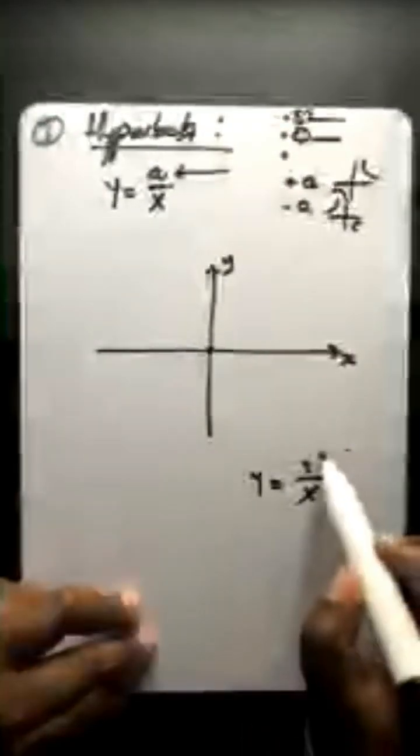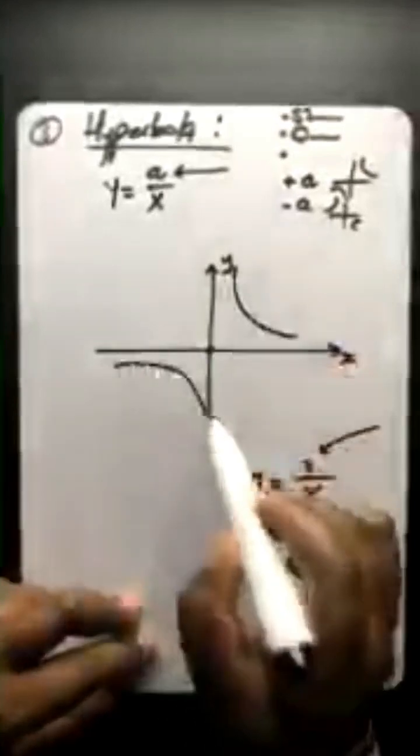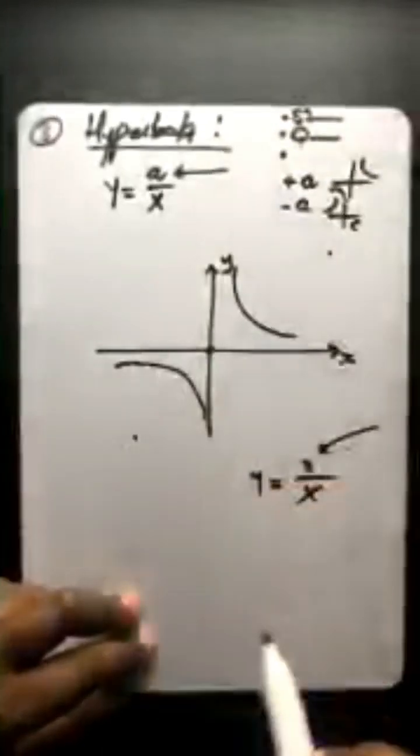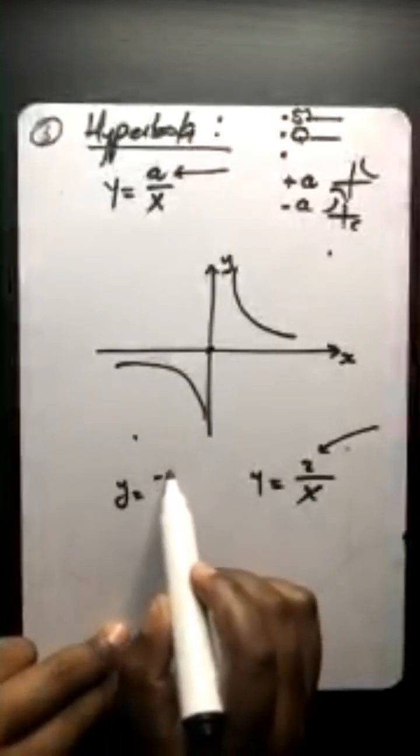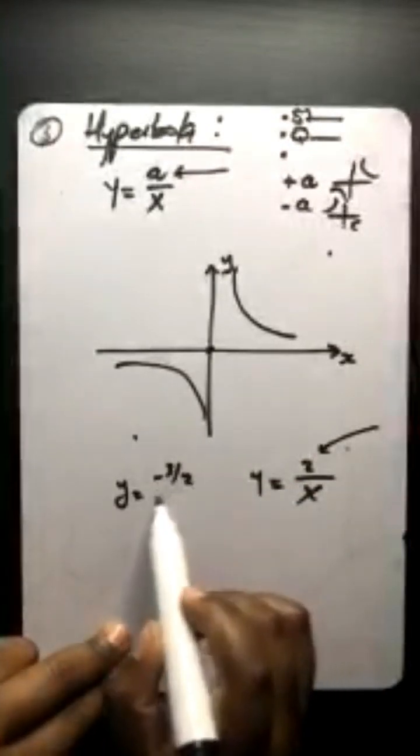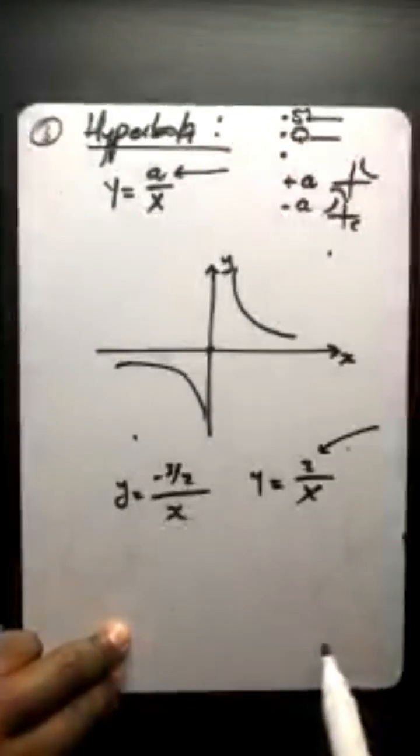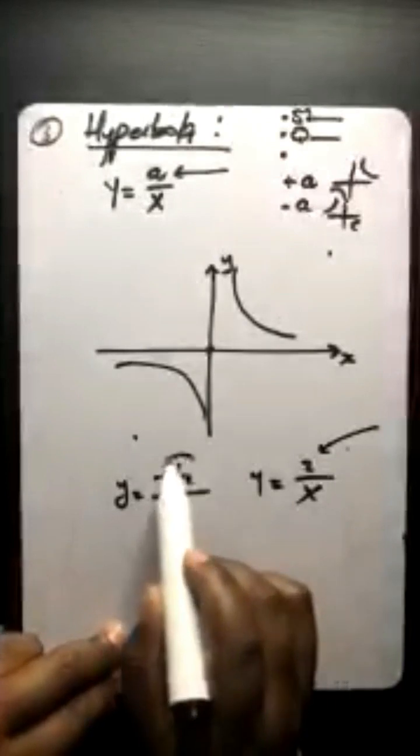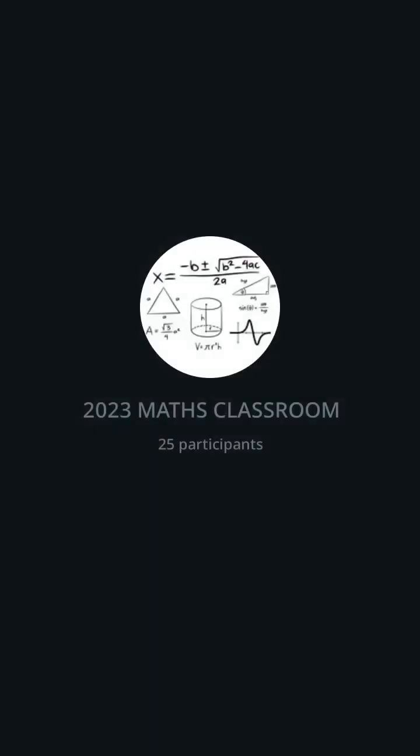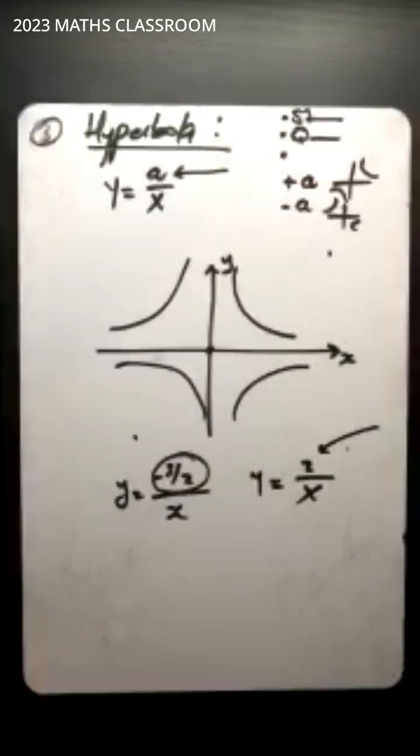Meaning, if you have, for example, y equals 2 over x, can you see your a value is positive, which means you're going to have your function in quadrant number 1 and quadrant number 3. If, for example, you have y equals negative 3 over 2, all of that divided by x, can you see your a value, which is a fraction, is negative, meaning your function is going to be in the second and the fourth quadrant.